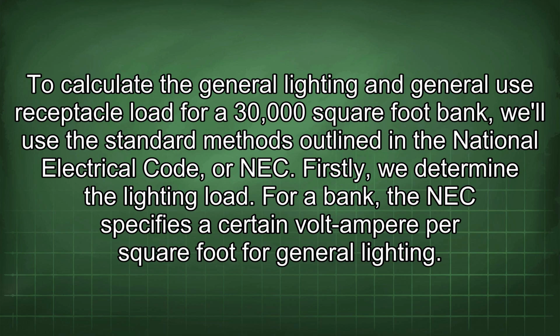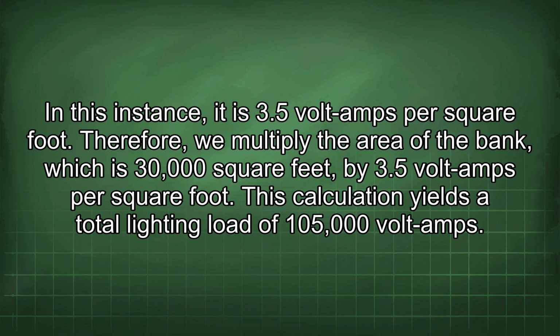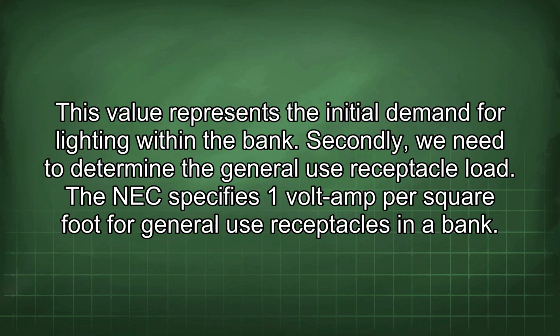For a bank, the NEC specifies a certain volt-ampere per square foot for general lighting. In this instance, it is 3.5 volt-amps per square foot. Therefore, we multiply the area of the bank, which is 30,000 square feet, by 3.5 volt-amps per square foot. This calculation yields a total lighting load of 105,000 volt-amps. This value represents the initial demand for lighting within the bank.